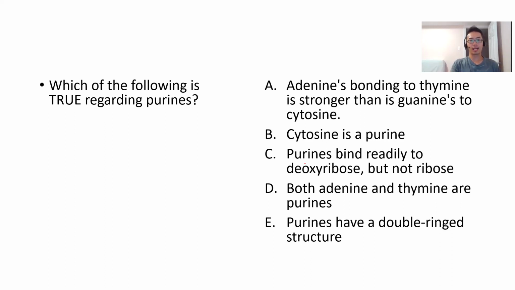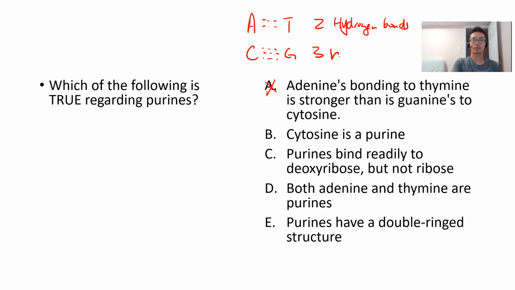Yeah, the right answer is the last one, but let's take a look at the other options here. Adenine's bonding to thymine is stronger than guanine to cytosine. That is not true. It's actually the other way around. I didn't mention it in the tutorial, but I'm pretty sure I did in the recordings. A and T have 2 hydrogen bonds holding them together, whereas G and C have 3 hydrogen bonds holding them together.